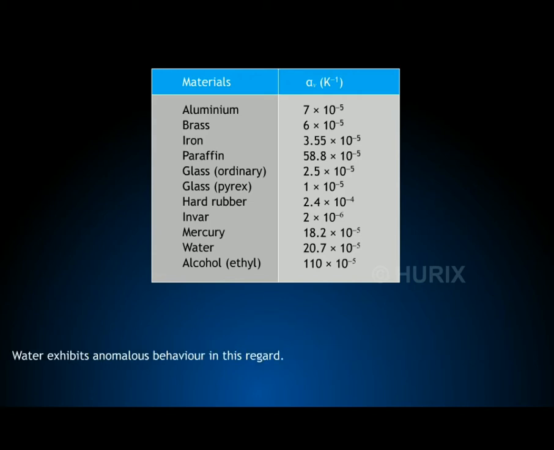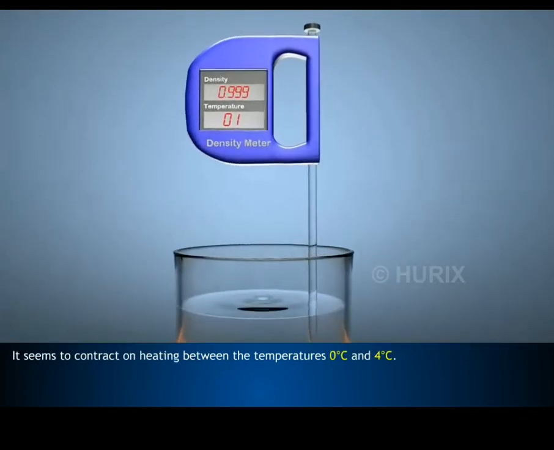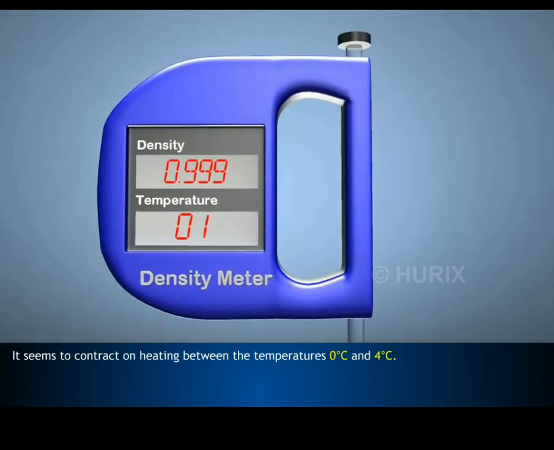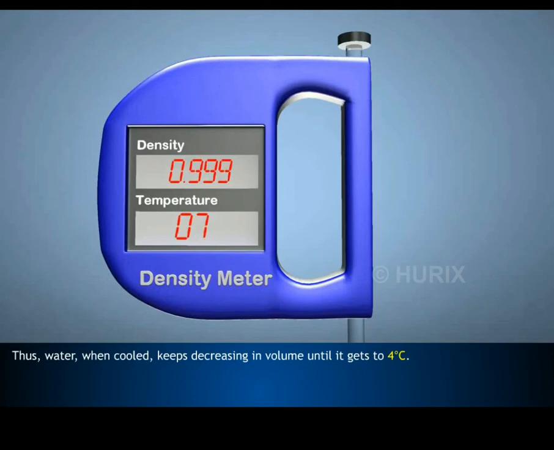Water exhibits anomalous behavior in this regard. It seems to contract on heating between the temperatures 0 degrees C and 4 degrees C. Thus, water, when cooled, keeps decreasing in volume until it gets to 4 degrees C. After it passes this temperature, volume increases and the density decreases. Water, thus, has maximum density at 4 degrees C.